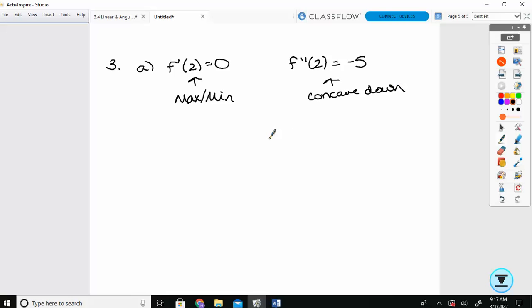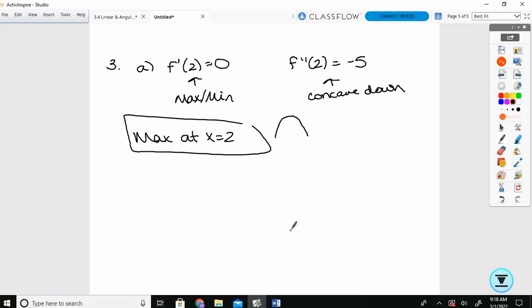So this graph is curved downward. So was it a maximum or a minimum? It's a maximum. So all we know there is you have a maximum at x equals 2.